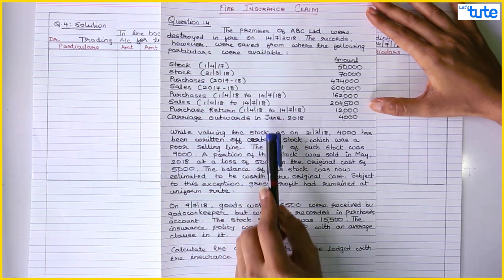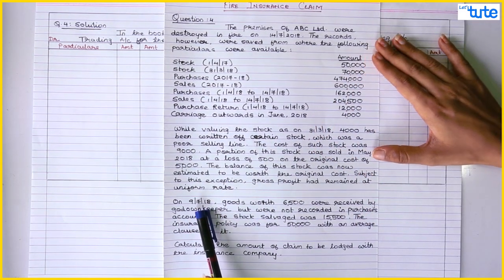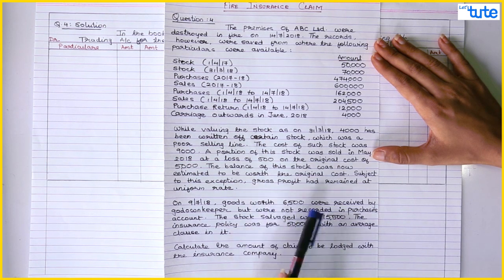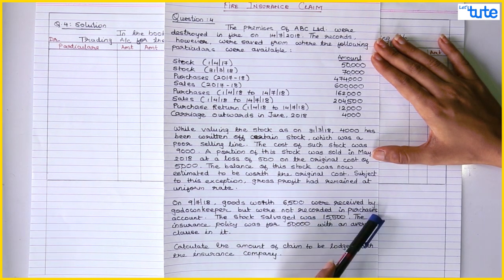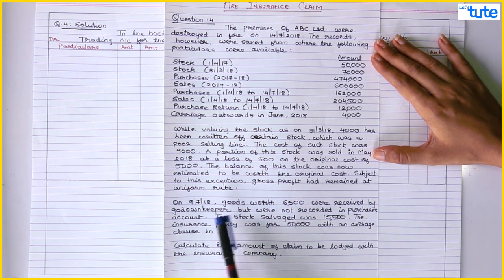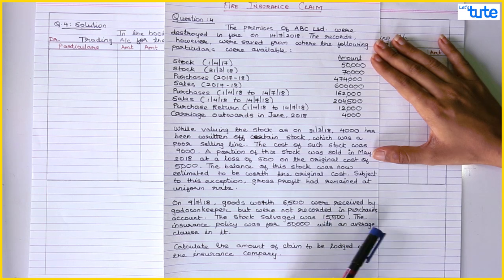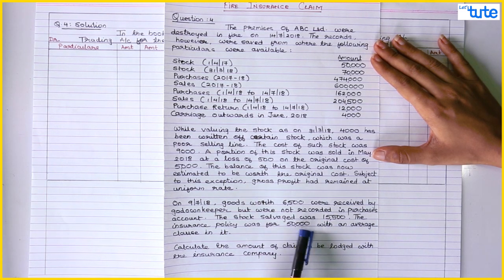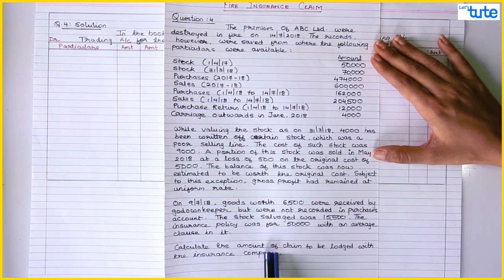So people, this is the new adjustment for this question. We'll discuss this. On 9th July 2018, goods worth 6,500 were received by godown keeper but were not recorded in purchases account. So this is as good as unrecorded purchases. The stock salvage was 15,500. The insurance policy was for 50,000 with an average clause in it. Calculate the amount of claim to be lodged with the insurance company.